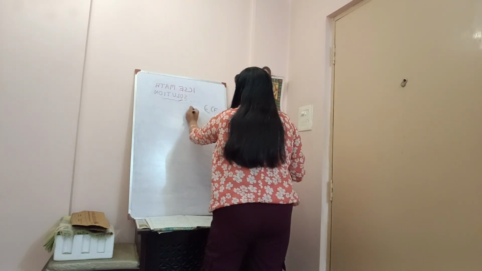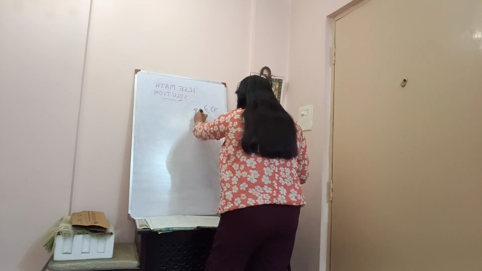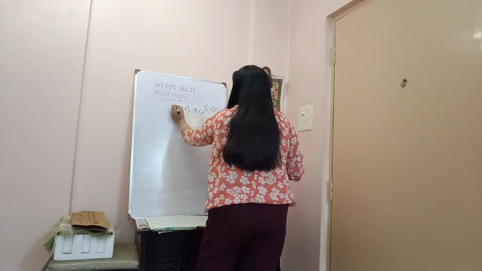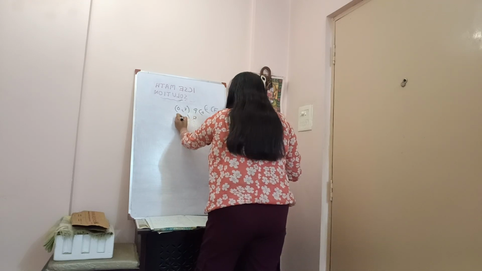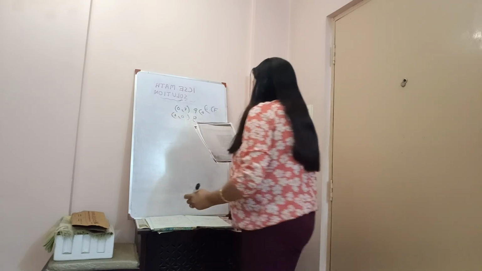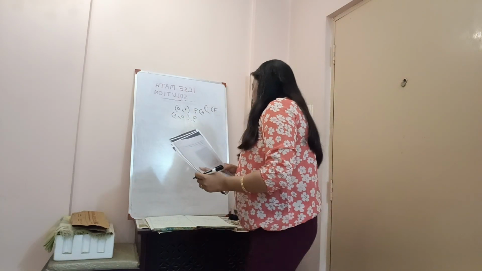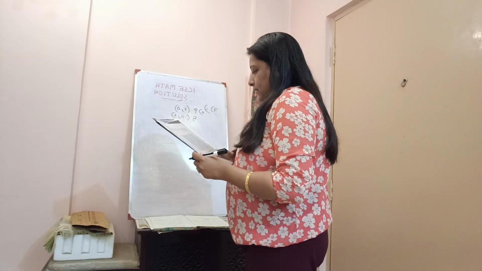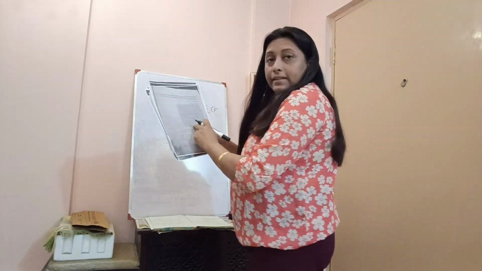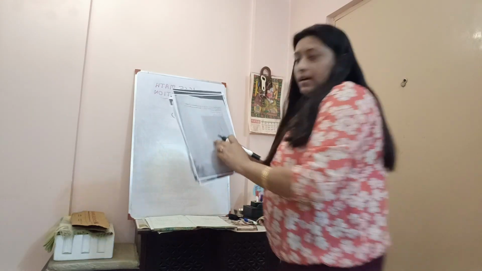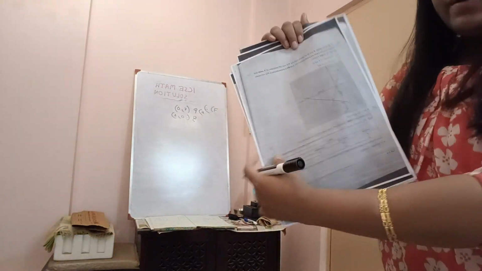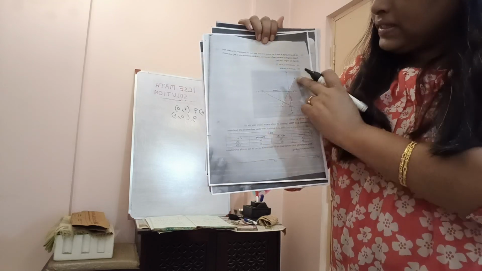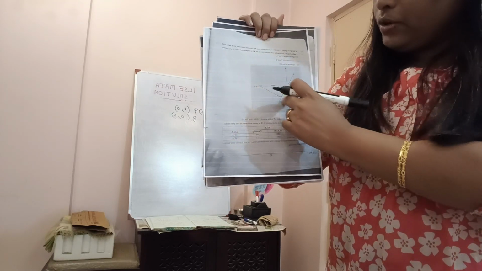So what is the coordinate of P? The coordinate of P is (5, 0). The coordinate of Q is (0, 3). This is the first part. The next part is the equation of line RS. RS is this line, as you can check in the question paper. Obviously, this is perpendicular to PQ.